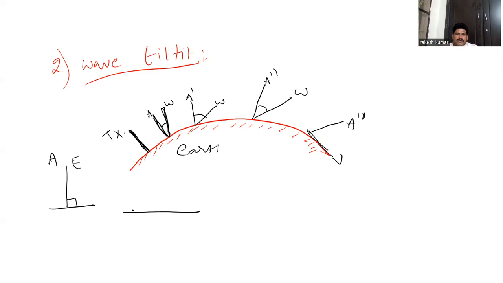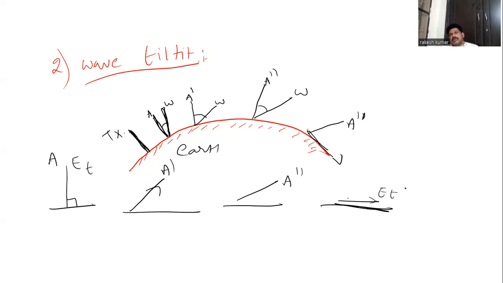This is the E tangential component. As the wave moves here, this is the second step at A dash, and the third step is A double dash. And at the fourth step, how is my wave? The E tangential component is parallel to the ground. So we know that on the boundary conditions, E tangential is equal to 0.